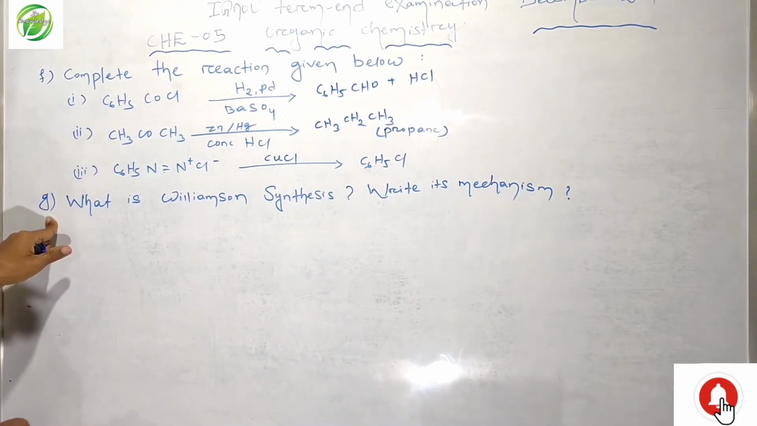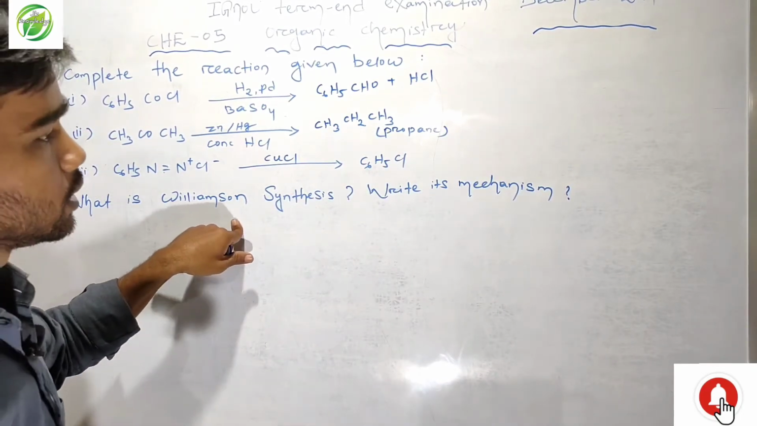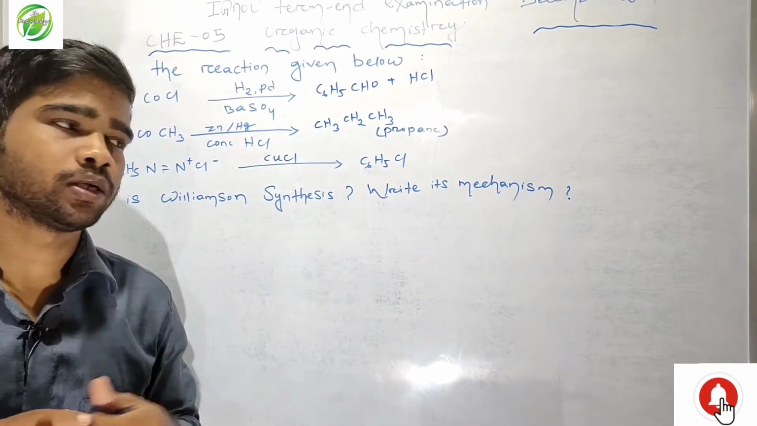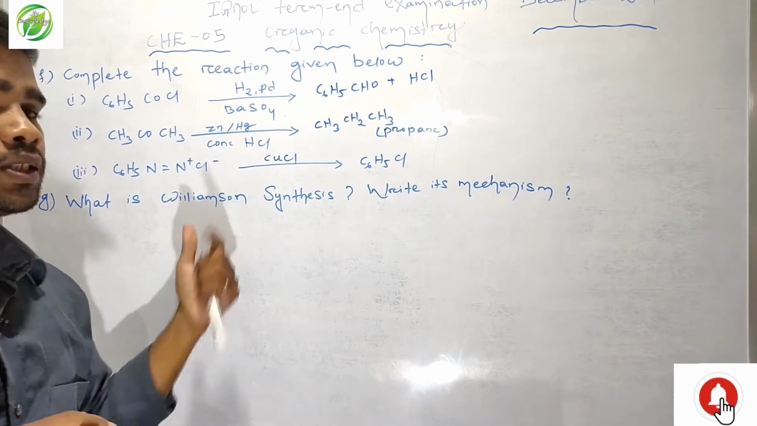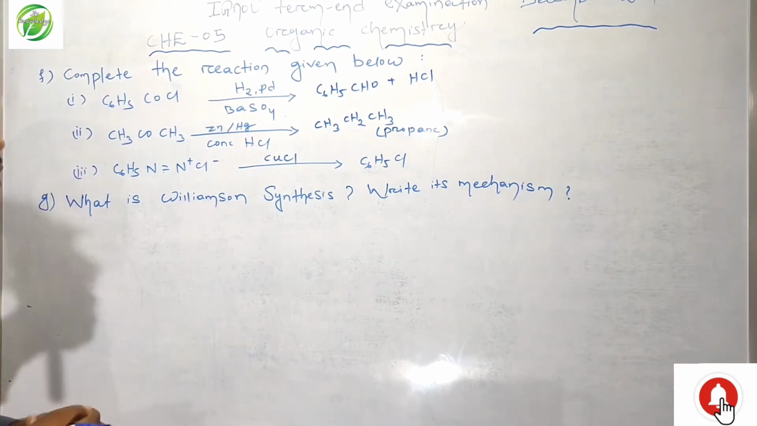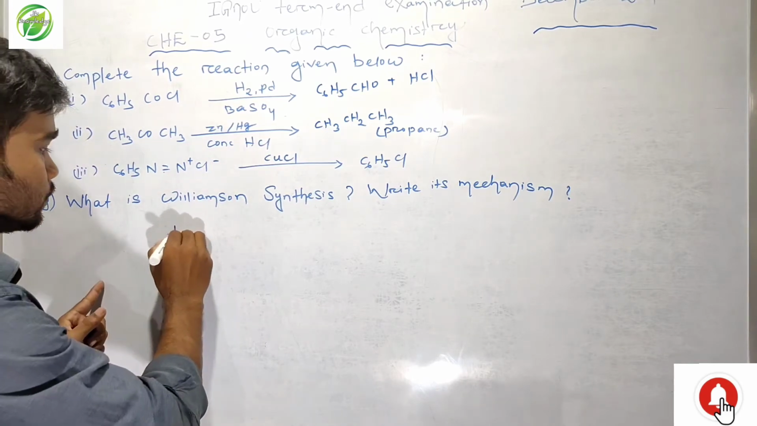Friends, this is question number G. What is Williamson synthesis? Discuss its mechanism. Friends, ethers are also prepared by Williamson synthesis, in which alcohol is employed as a starting material.